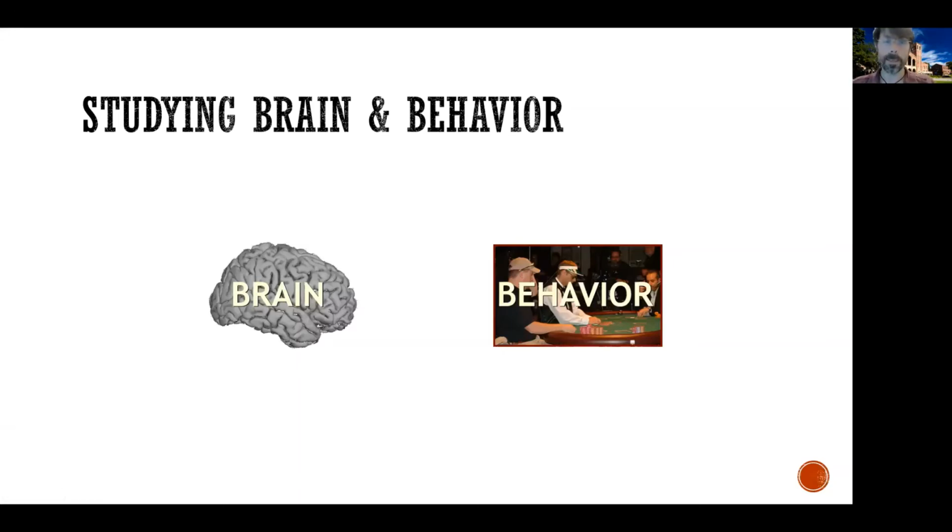So when we say that we take a cognitive neuroscience approach to studying human behavior, what we typically mean is that we're interested in the relationship between brain and behavior. Now, there are at least two broad categories as to how we study this relationship.